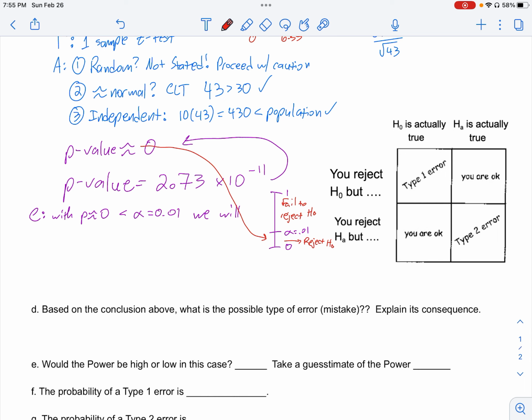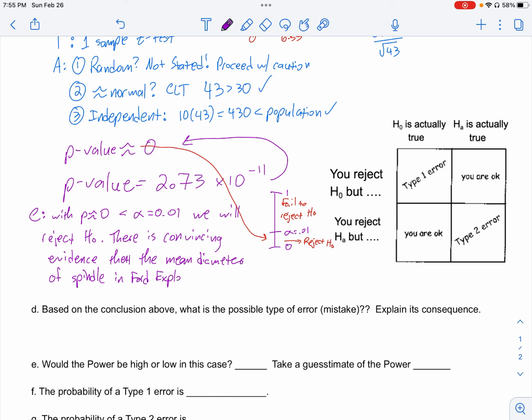So with p of about 0, which is less than alpha, we will reject the null hypothesis and say there is convincing evidence that the mean width, or not width, diameter, kind of the same thing, of spindles in Ford Explorer fans is greater than 5 millimeters. All right.